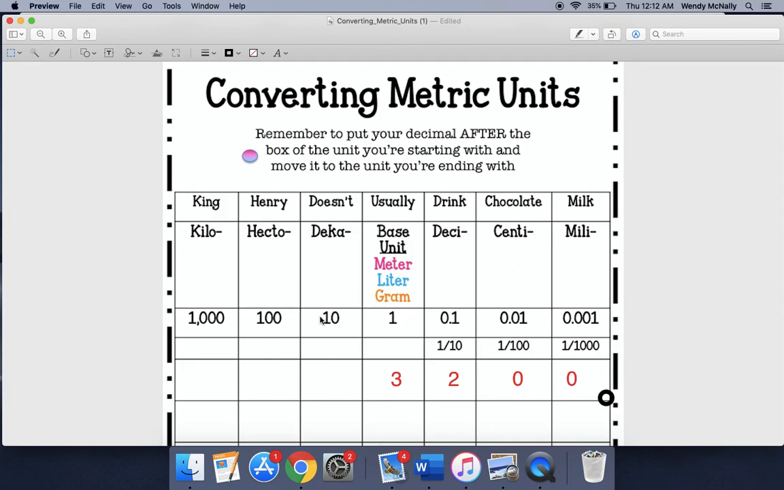But remember, when you are using this, if you choose to, put your decimal after the box of the unit you're starting with and then move it to the unit you're ending with. So for example, when I start with liters, I'm going to put it after liter. And then when I made it into milliliters, I changed it, that's when I moved it to the unit that I'm choosing to convert it to. So we started with liters, it started after liters, and then when I made it into milliliters, I moved it to the end of milliliters, okay?